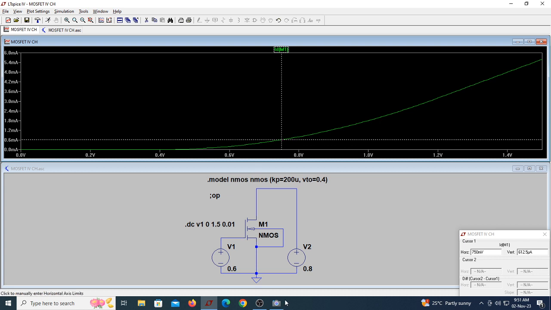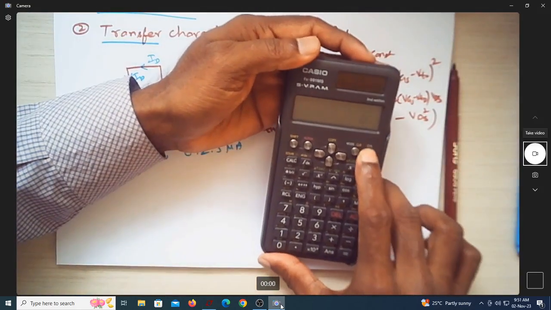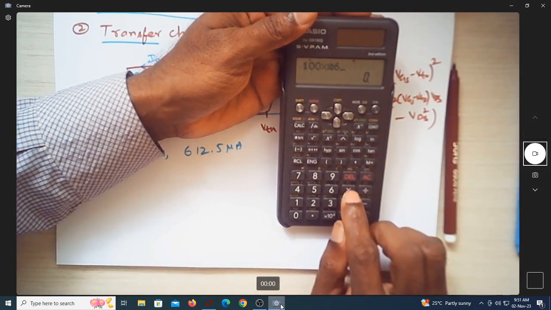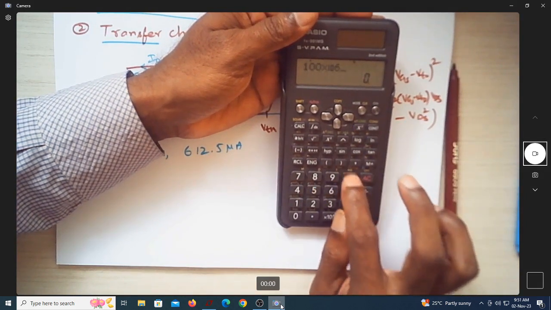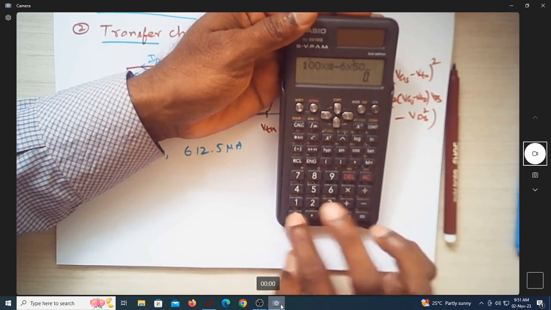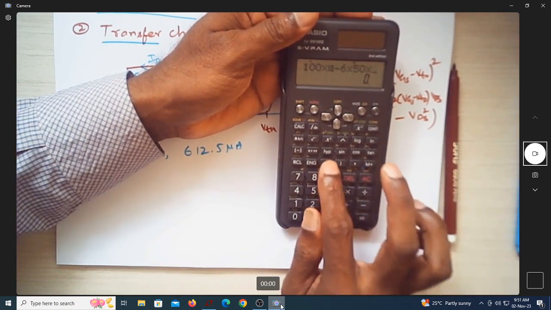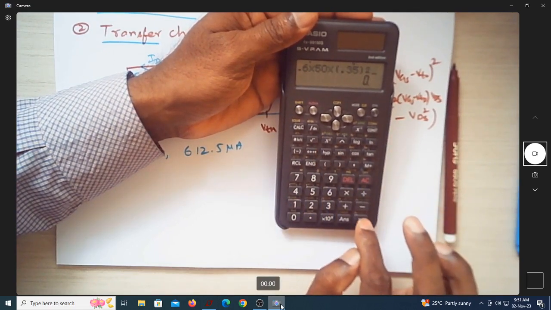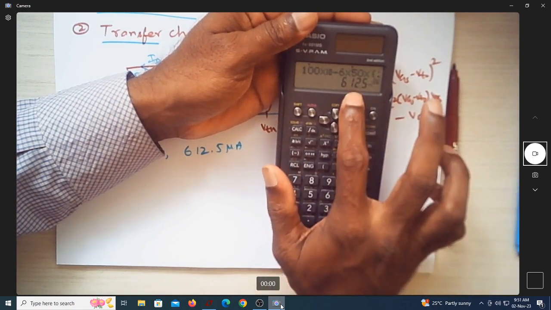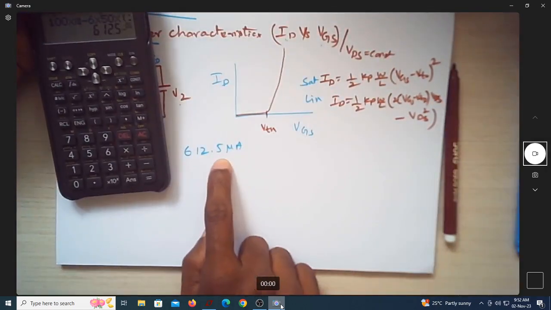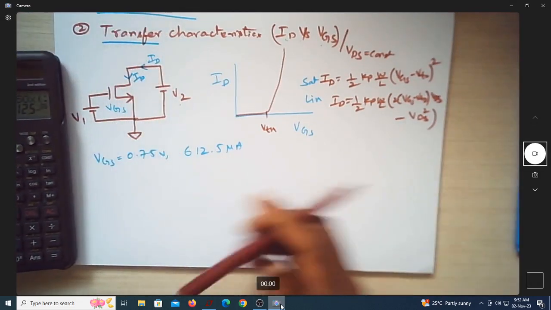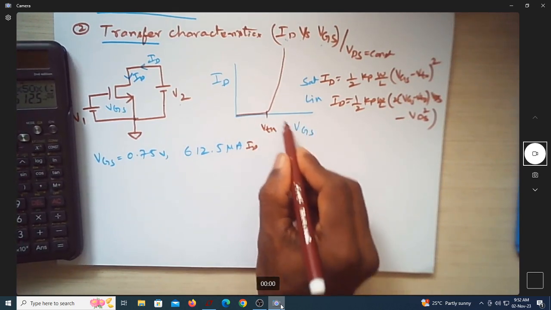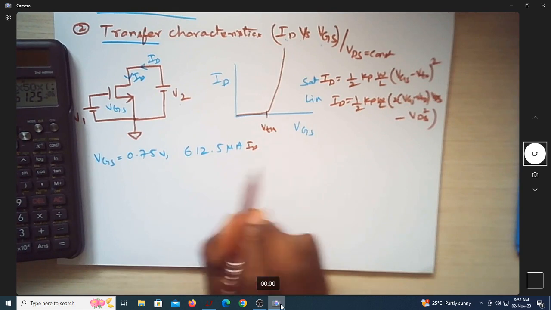So what I can do is verify the current I have. It is 100 into 10 power minus 6, into 50, into, since it is 0.75, I can make it 0.35 whole square. You can see this is the current: 612.5 microampere, which is the current I got. So this is ID, with a VGS of 0.75. So the MOSFET is in saturation condition.